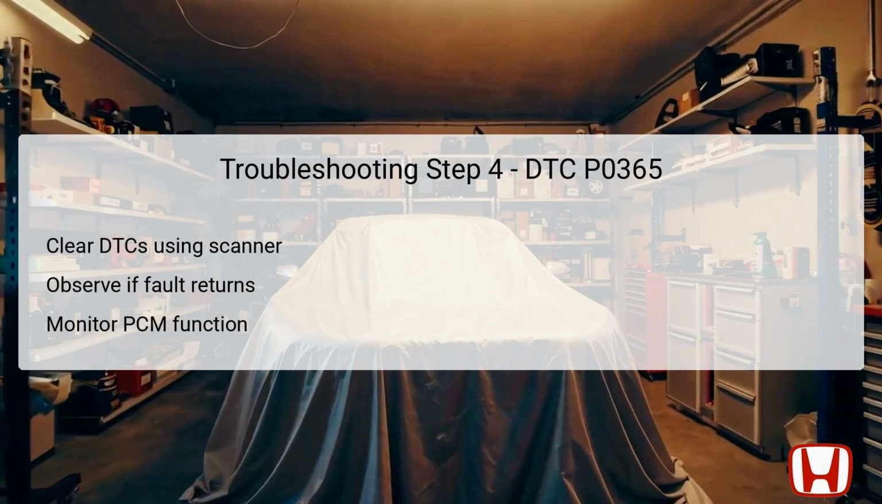Once all potential issues have been addressed, clearing the Diagnostic Trouble Codes, DTCs, with an automotive scan tool is the next crucial step. This process refreshes the system and allows you to monitor the vehicle's performance without the interference of previously stored error codes. After clearing the DTCs, it is essential to conduct a test drive to observe whether the fault reoccurs. During this phase, monitor the powertrain control operations and be alert for the MIL or malfunction indicator light to ensure that it remains off.